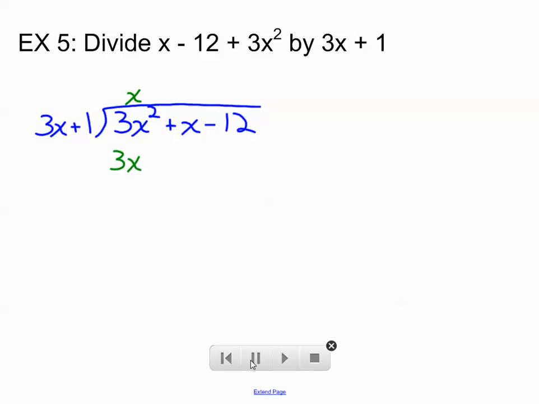X times 3x is 3x squared, and x times 1 is x. Now on this one, everything cancels out. When you subtract, that's 0, and on this one, you subtract, that's 0. Bring down the negative 12. How do we turn 3x into negative 12? We can't. So that's our remainder, excuse me, negative 12 over 3x plus 1.